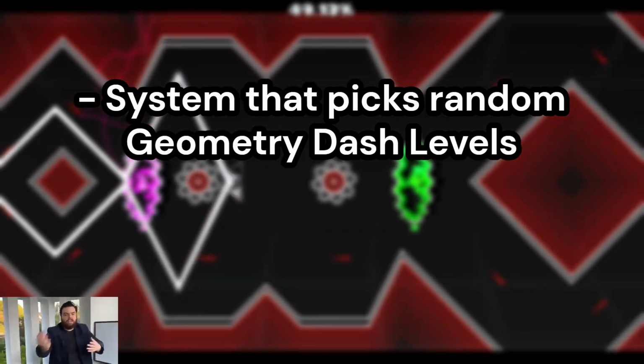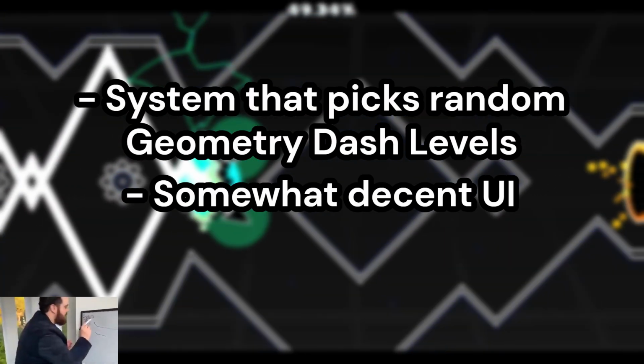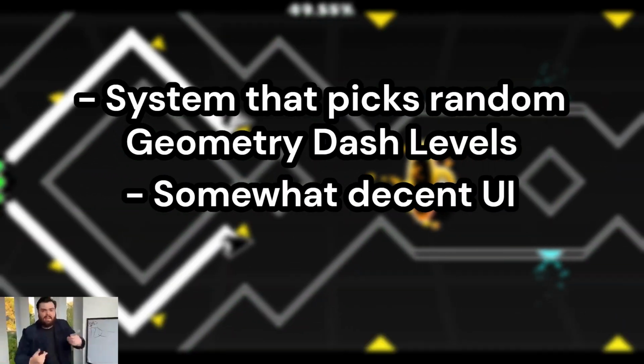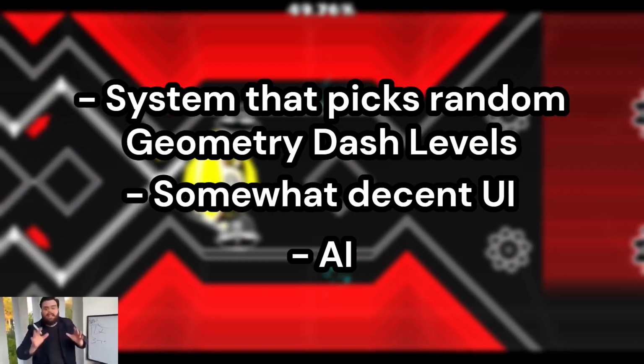My plan was simple. Make a system that can pick random Geometry Dash levels, make the UI look somewhat decent, and then sprinkle a bit of AI so it actually counts as an AI project.